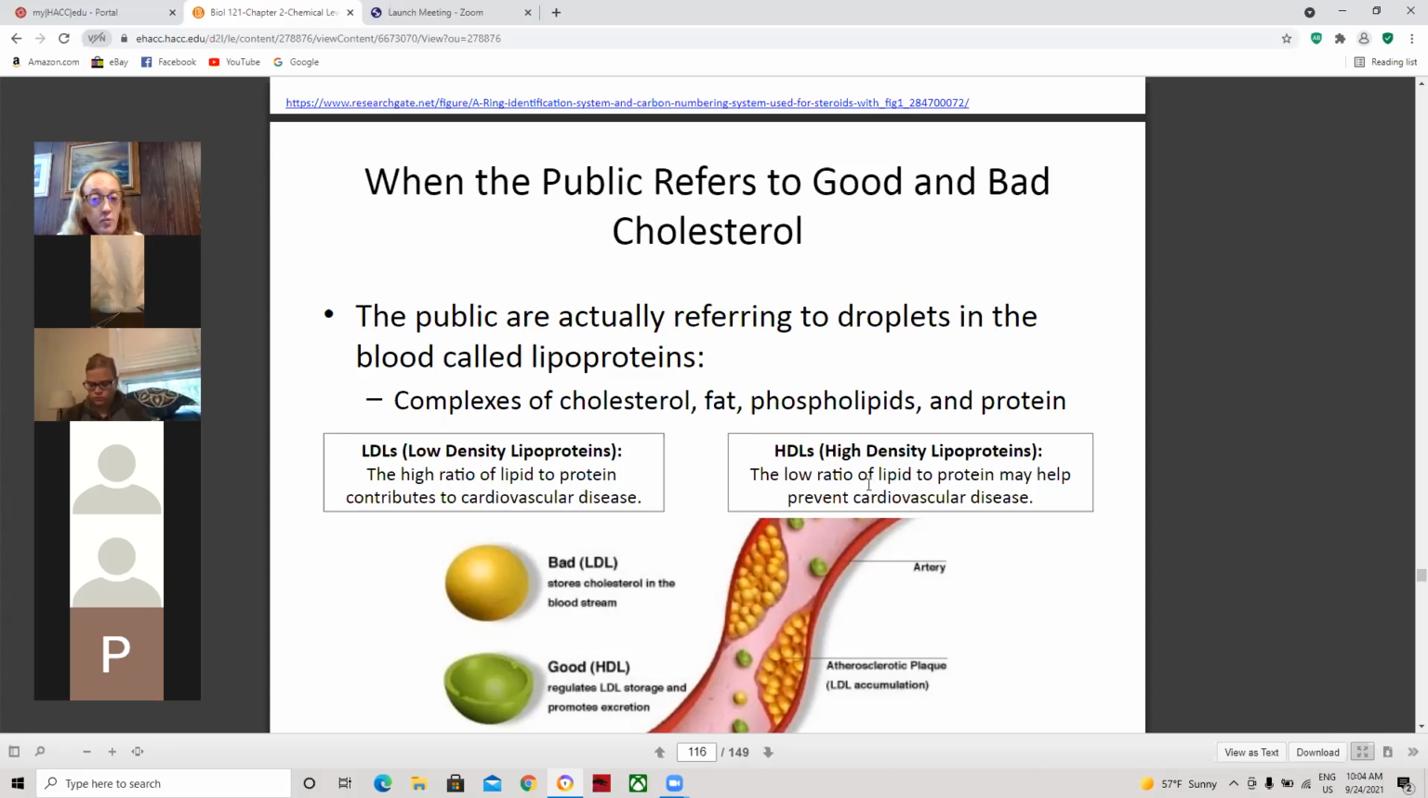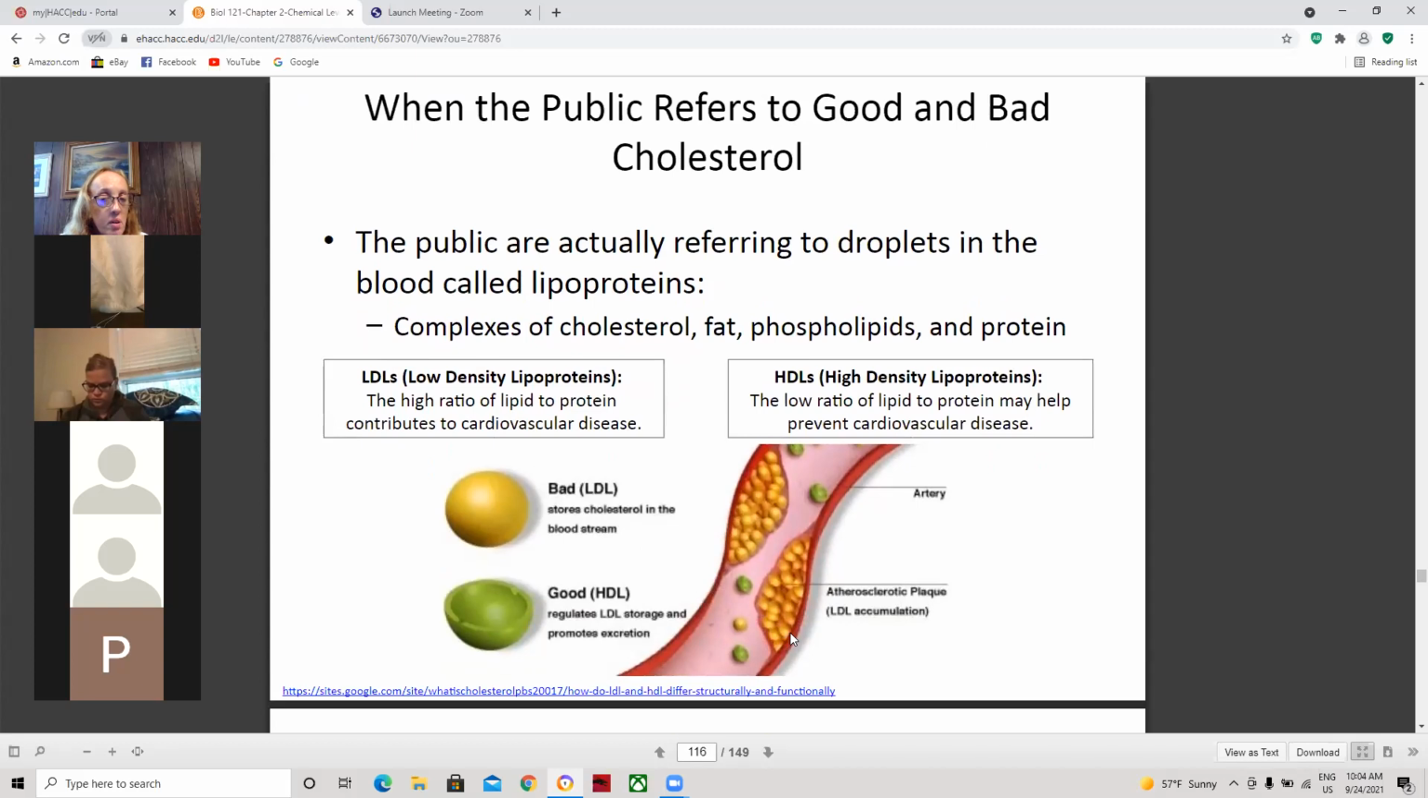High density lipoproteins have a low ratio of lipid to protein. So there's much more protein than there is lipid. And these can help prevent cardiovascular disease. They tend to regulate the storage of low density lipoproteins, and they promote their excretion and breakdown. One example of the risks of low density lipoproteins is atherosclerotic plaques, because they are accumulations of low density lipoproteins.